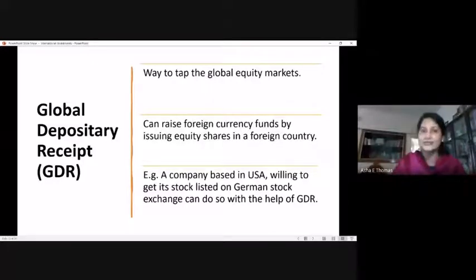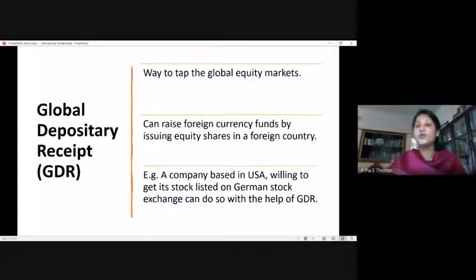Some of our companies are listed in a foreign country because you already have some kind of operations over there. You have a company set up and operating in that country. Otherwise, you can go through this route called Global Depository Receipt. I have put an example: a company based in the USA willing to get its stock listed on the German Stock Exchange can do so with the help of GDR.